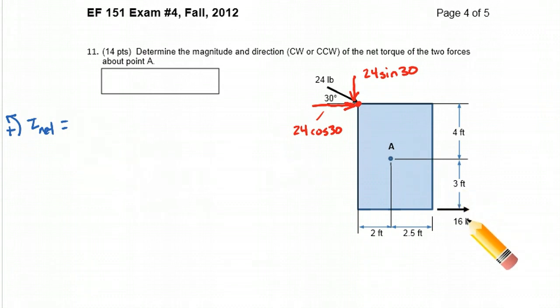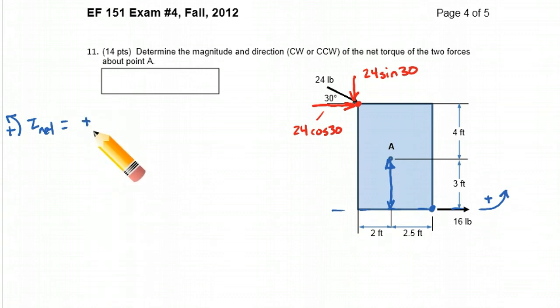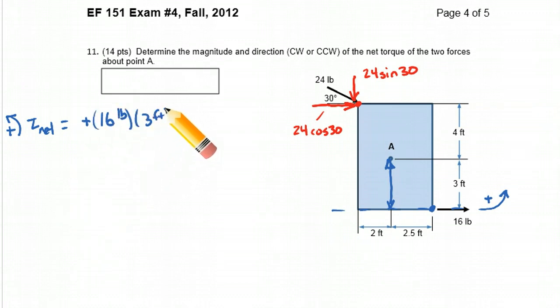Alright, so let's start down here as 16. So this one is applied here at this bottom point. Its magnitude is 16. This is its perpendicular distance to the line of action. And it's going to cause a counterclockwise or positive rotation about point A. So I'm going to have a positive 16 pounds times 3 feet.